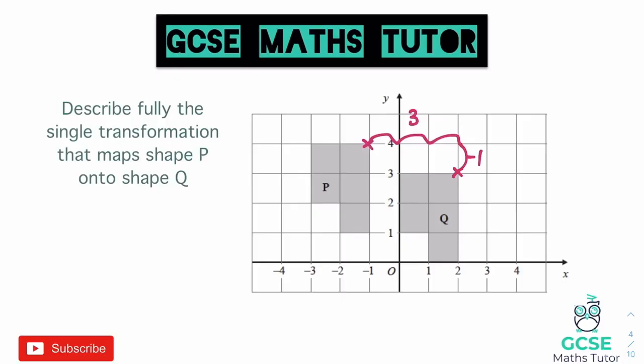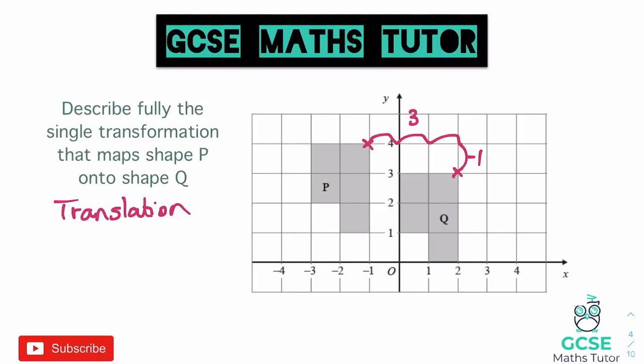So we know that that is a translation. So we can say it's a translation, or we can also say it's been translated. So I'm going to write a translation. There we go, so a translation. And then in order to describe the movement, we give the vector.